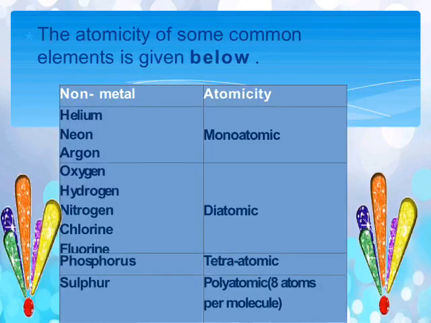Now continuing further, the atomicity of some common elements is given below, like helium, neon, argon. They are monoatomic. Oxygen, hydrogen, nitrogen, chlorine, fluorine, these are diatomic. Phosphorus is tetraatomic, means it exists as P4. And sulfur, it is polyatomic, it exists as S8.